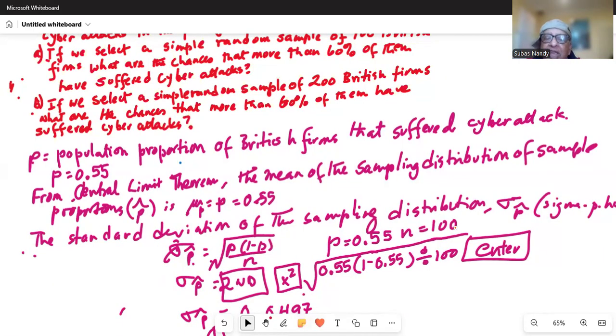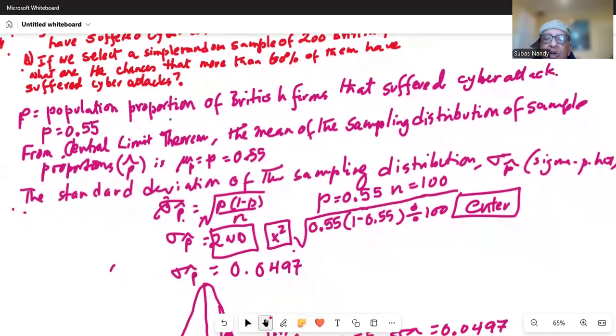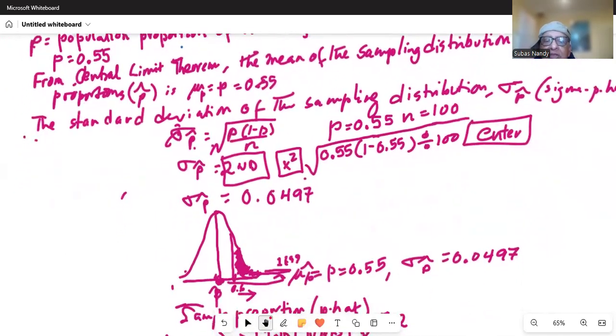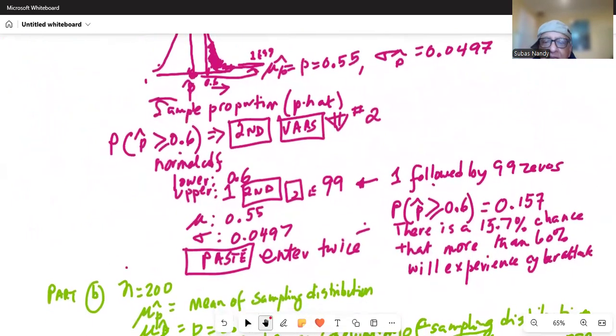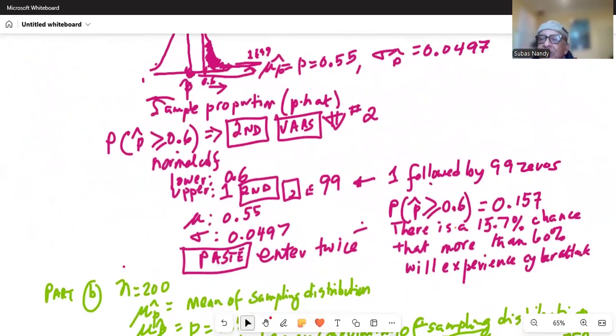the diagram, the center where the peak is the highest is 0.55, mu p hat at the center, and the standard deviation using the formula with the sample size of 100 is 0.0497. So we find the area to the right of 0.6 under the sampling distribution, and that area is 0.157. 15.7% chance that more than 60% will face cyber attack.